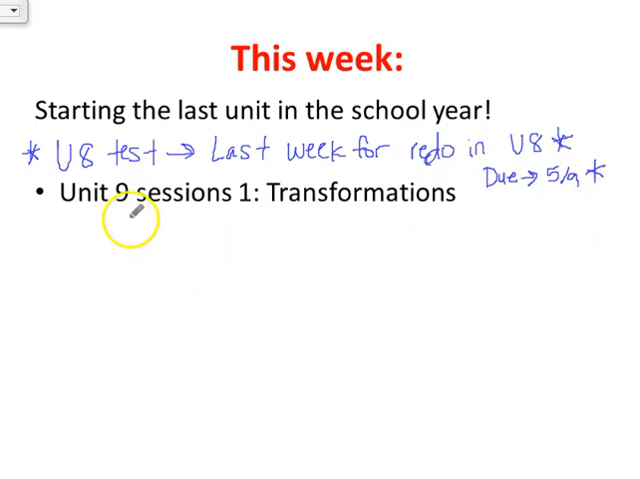Then this week we're moving on to Unit 9, Session 1, which is the last unit in the school year. We're going to be learning about transformations. I know we did transformations already back in the first semester, I think it was one of the first units that we did. But now we're going to be focusing on them in terms of functions. So we're going to be looking at transformations in terms of functions.